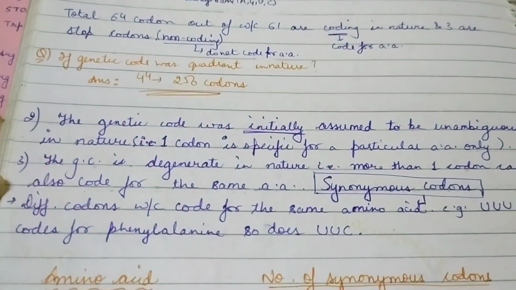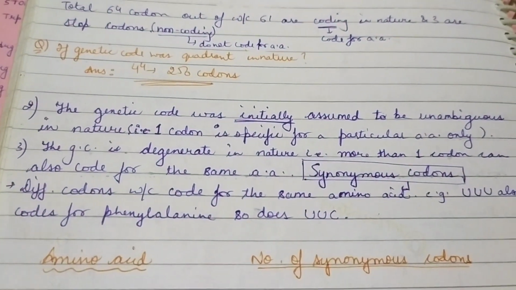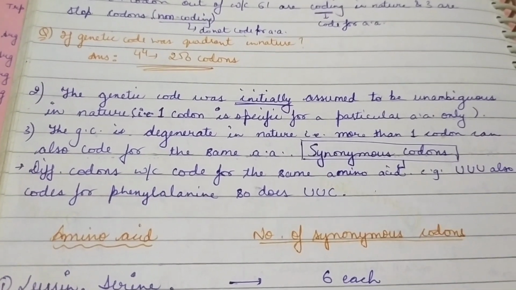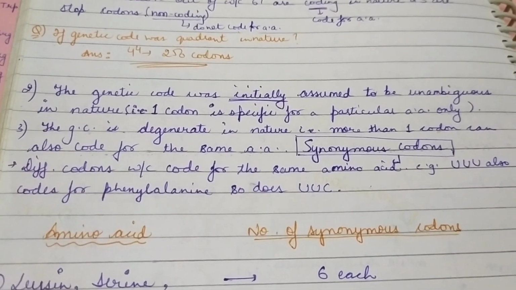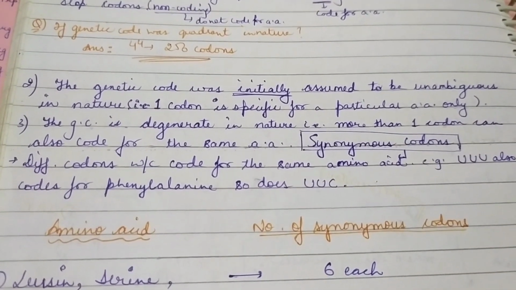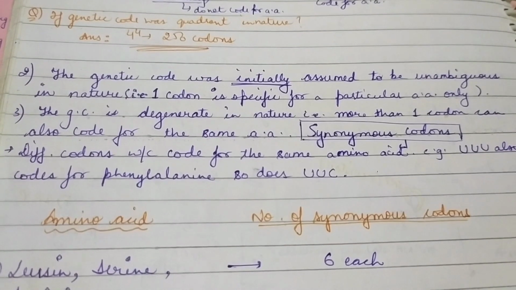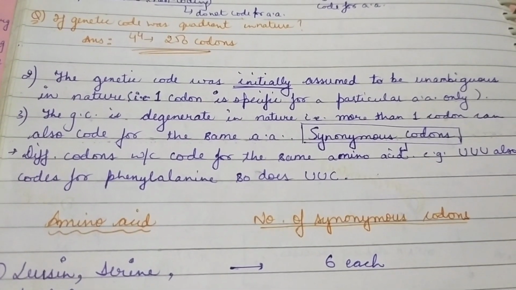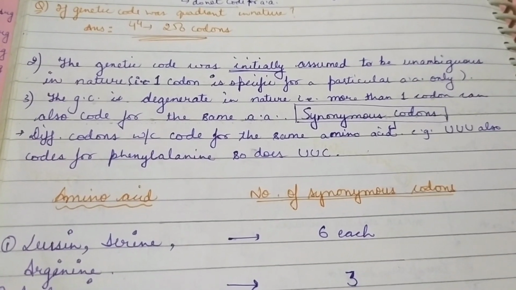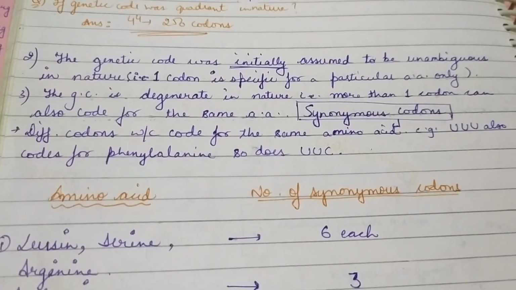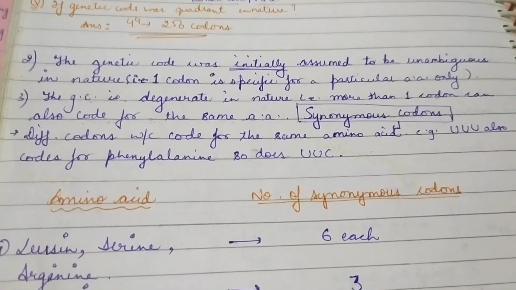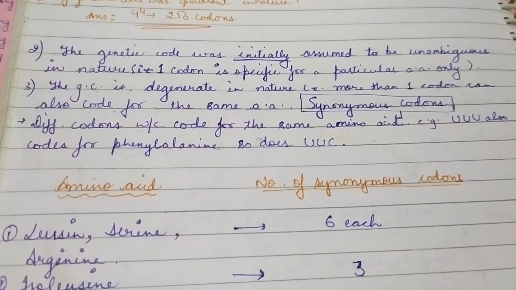So the genetic code was initially assumed to be unambiguous in nature, that is, one codon is specific for a particular amino acid only. But actually the genetic code is degenerate in nature, that is, more than one codon can code for the same amino acid. They are called synonymous codons. Different codons which code for the same amino acid, for example UUU codes for phenylalanine, and so does UUC. So that's the meaning of synonymous codons.